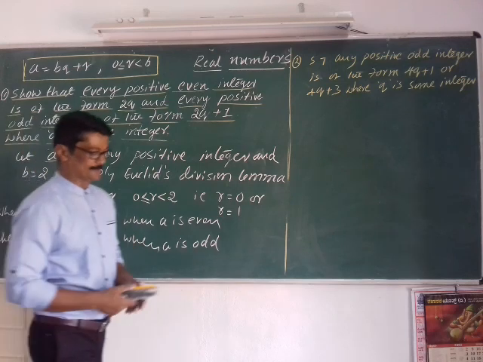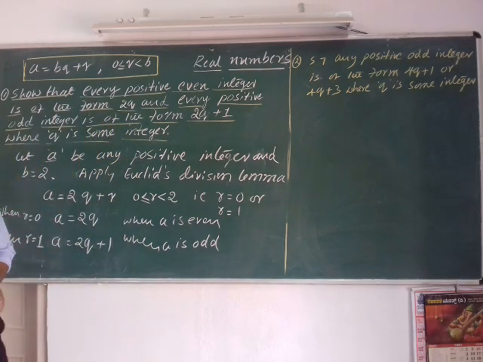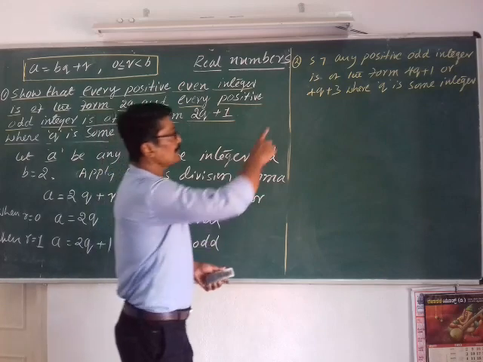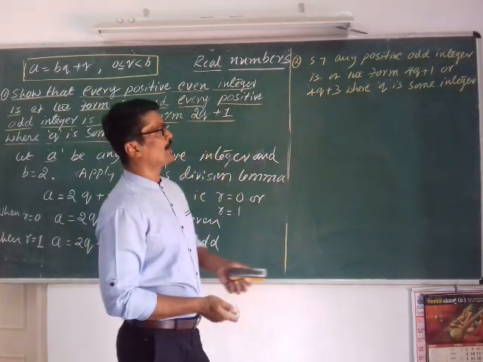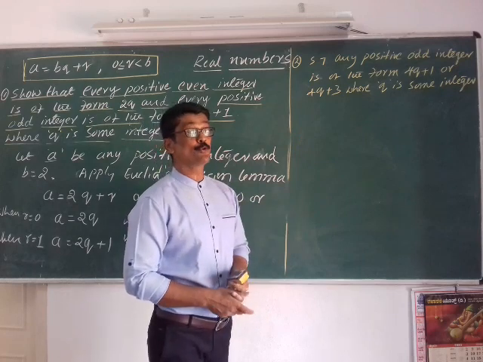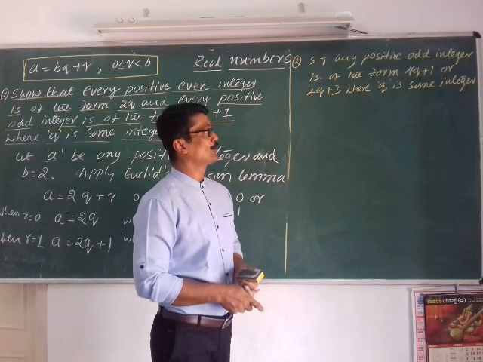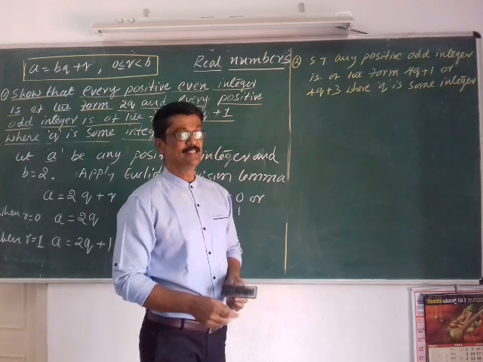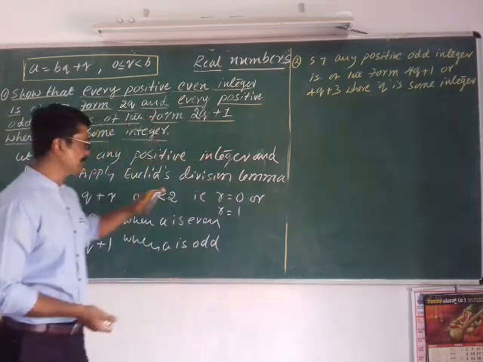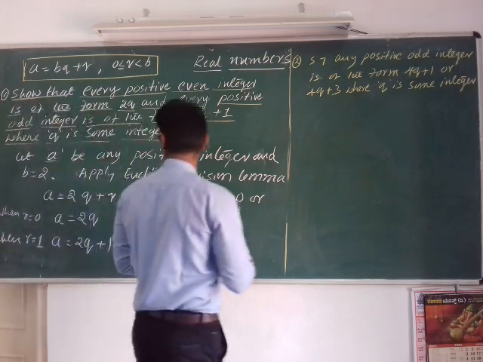Only two possibilities. Let me take another example which is given in the text. Show that any positive odd integer is of the form 4q plus 1 or 4q plus 3, where q is some integer. Same thing you have to continue. Same steps to be written. So what you have to write?